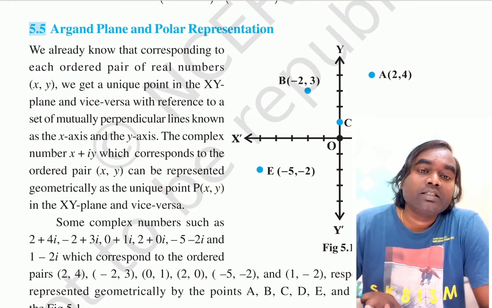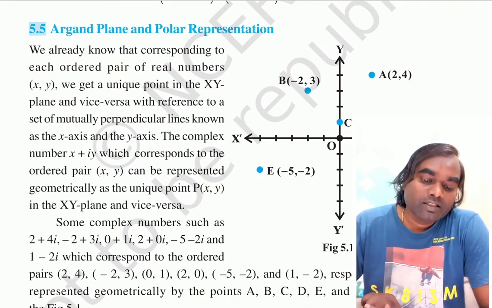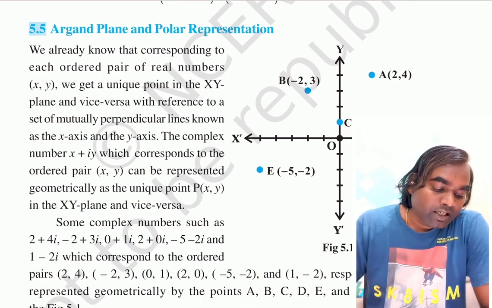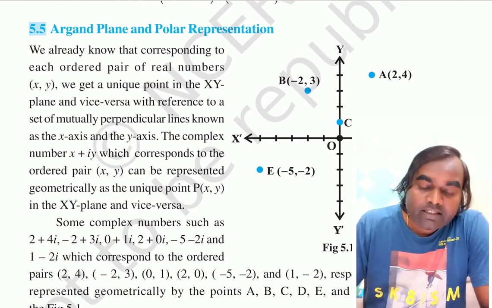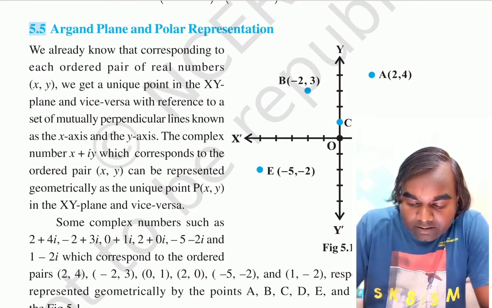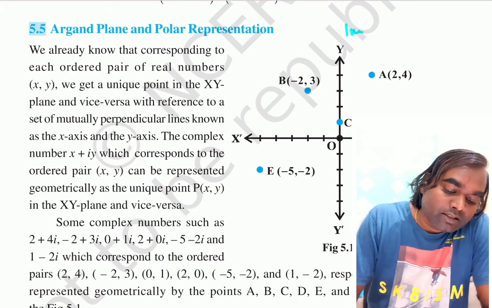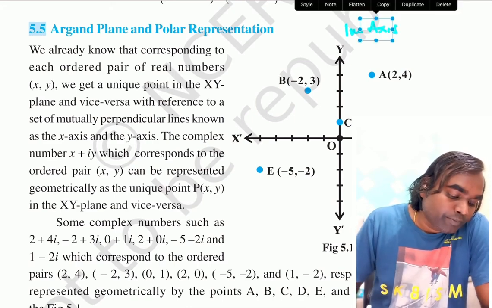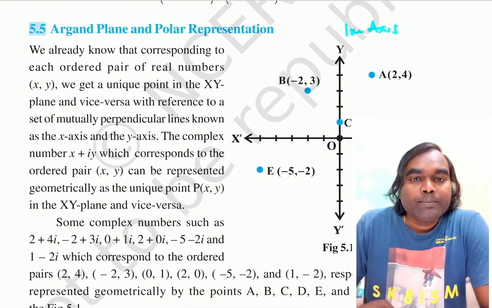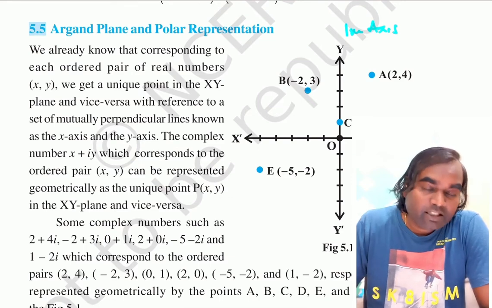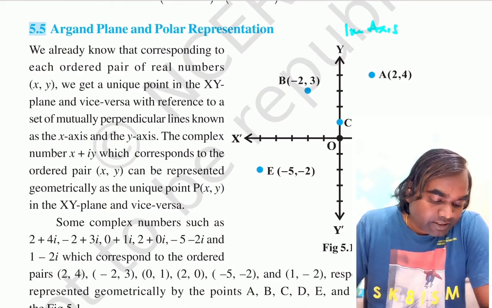So let us discuss what is the Argand plane and the polar representation of any point in terms of the x and y axis, that means real axis and imaginary axis. In the Argand plane, the x axis is known as the real axis and the y axis is known as the imaginary axis. Any ordered pair of real numbers represents a point in the xy plane, and vice versa.